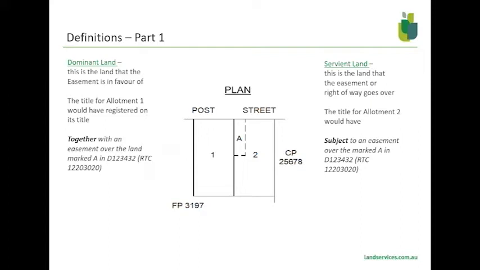Whereas the servient land is the actual land that the easement is going through. So in this example, the easement labelled A is inside the boundary of allotment 2. Shown on the title of the servient land would be the same as the easement text for the dominant title, but it starts with subject to, not together with.